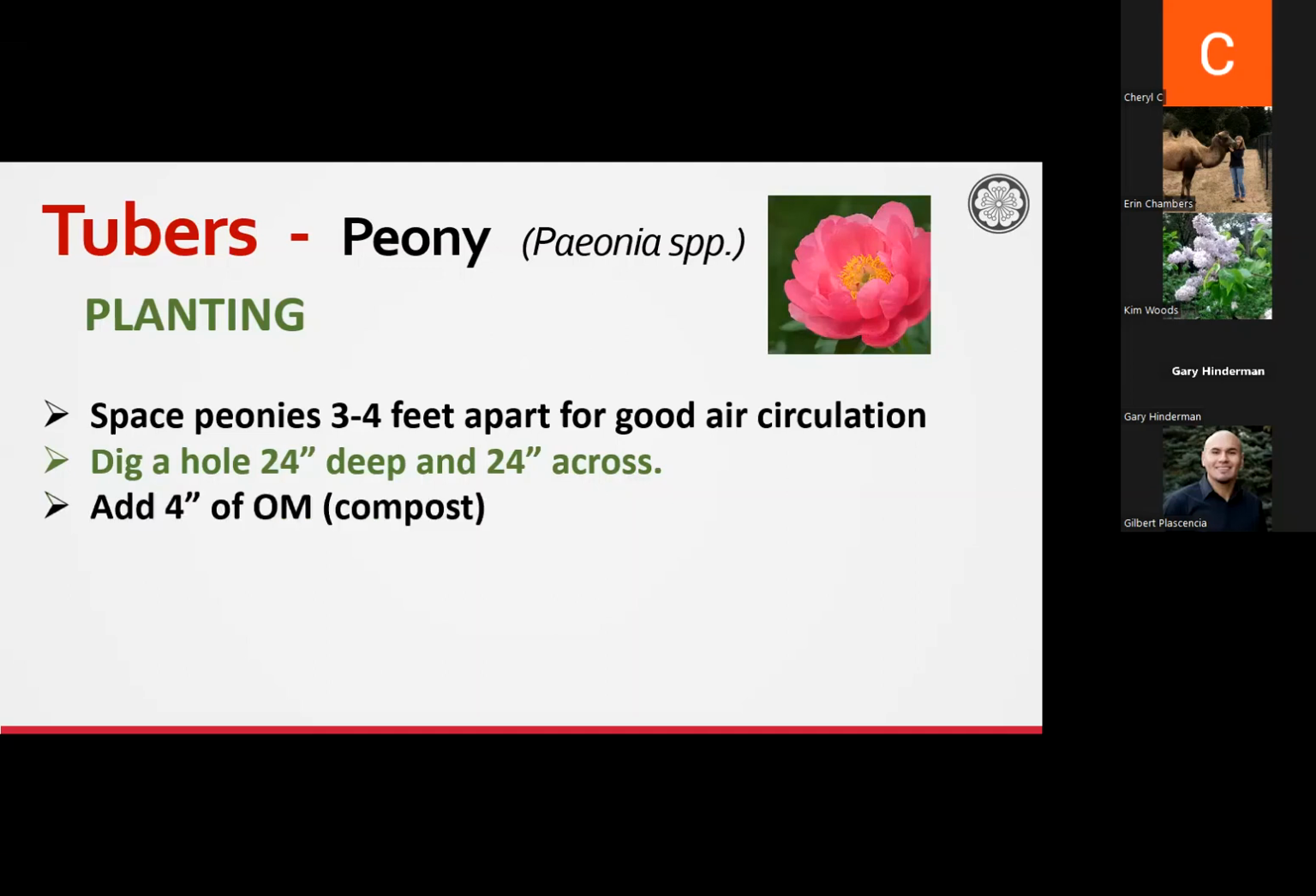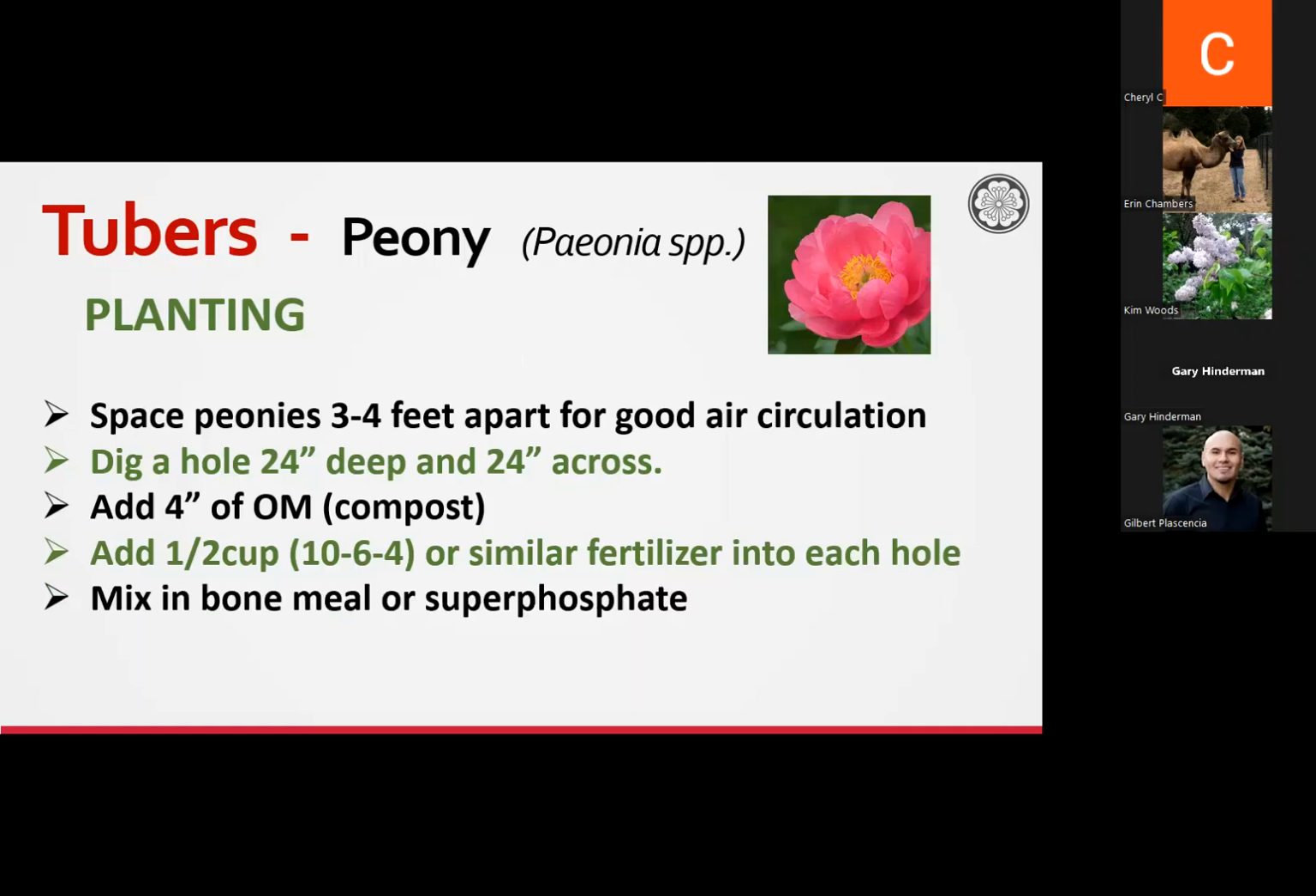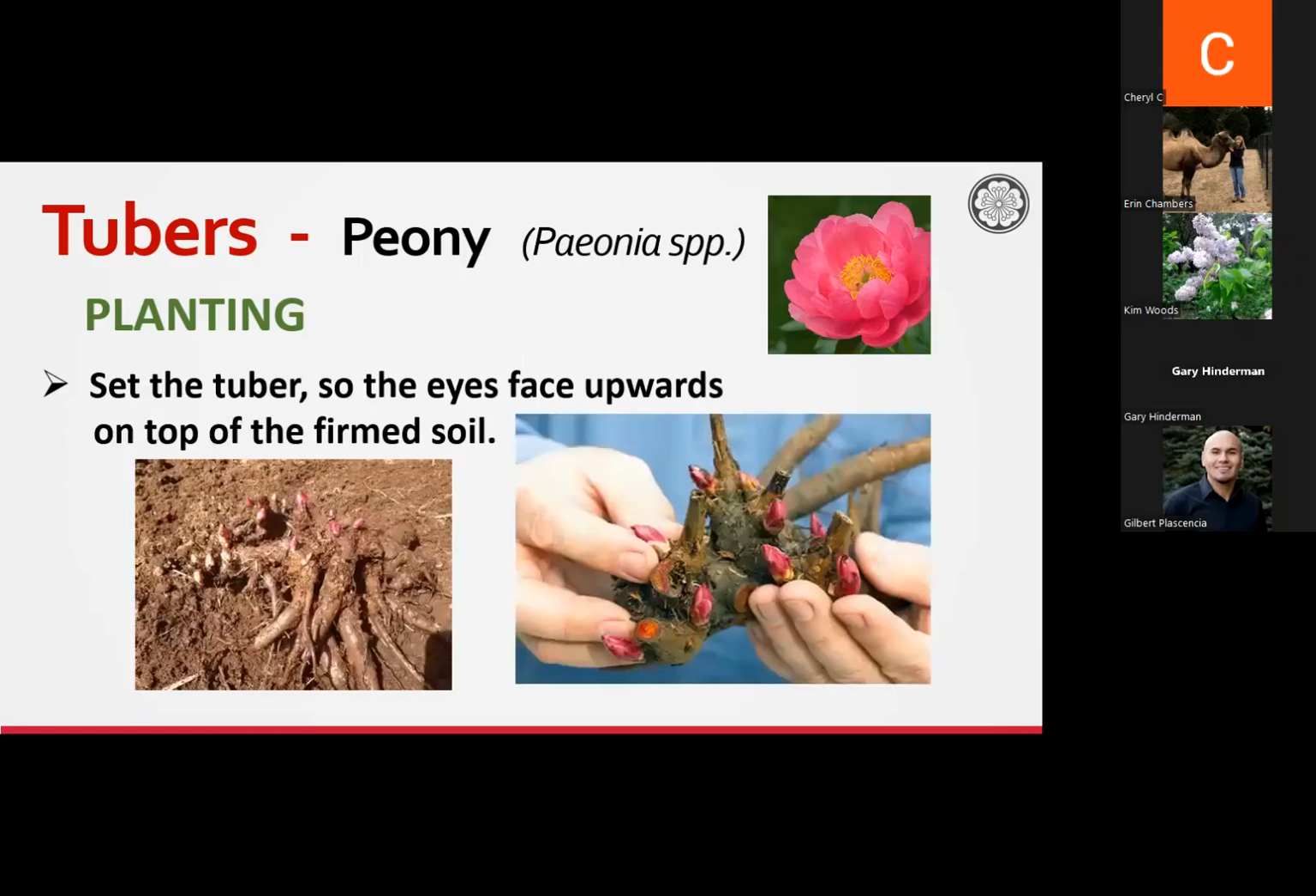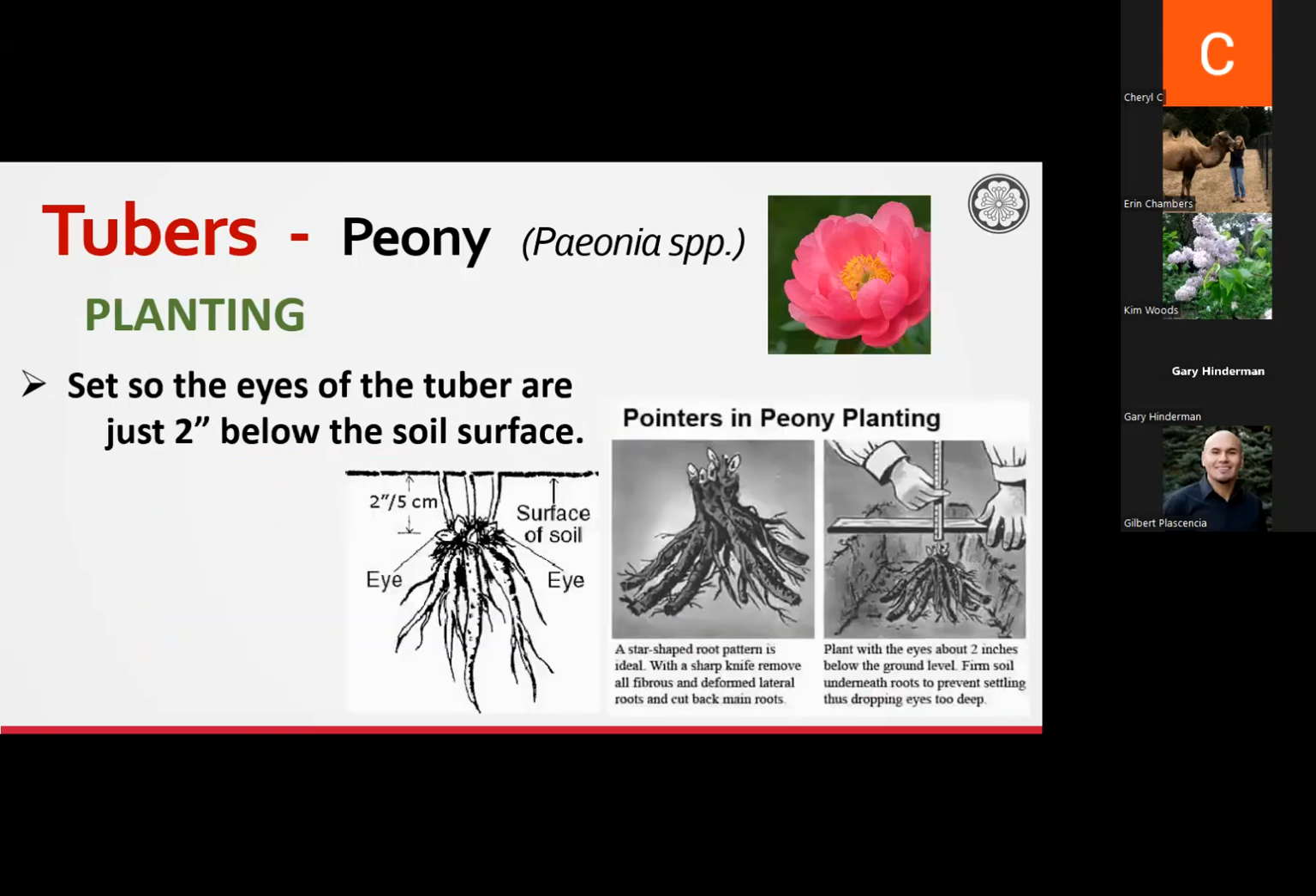Add about 4 inches of organic matter or compost. Then add about a half a cup of 10-6-4 or similar fertilizer into each hole. Also mix in some bone meal or some superphosphate, and then mix all together into the loose soil. Set the peony tuber so that the eyes face upwards on top of firmed soil. And I'll come back to this. So set the eyes of the tuber then so that they rest just 2 inches below the soil surface.